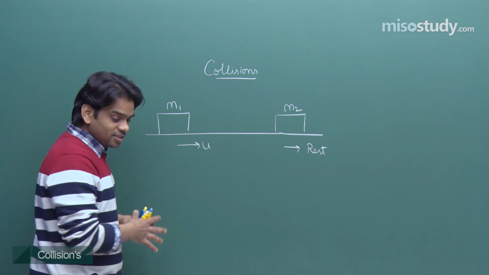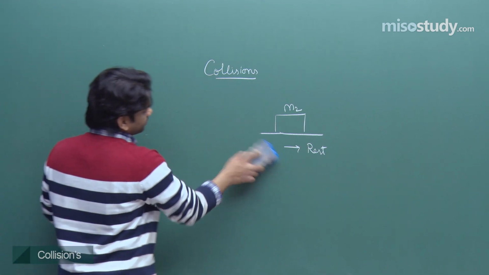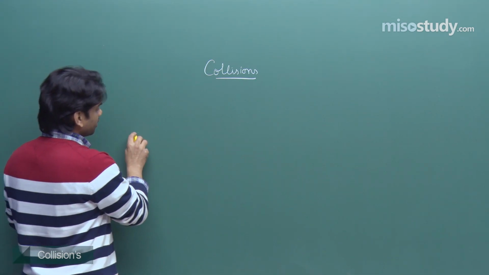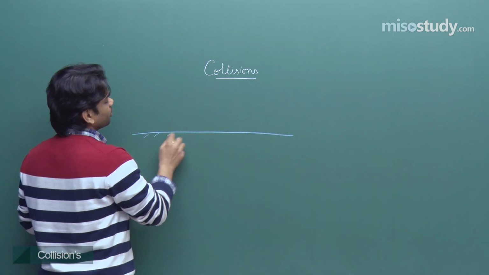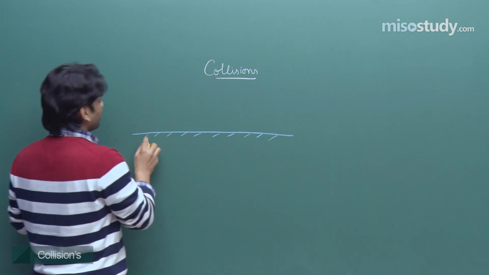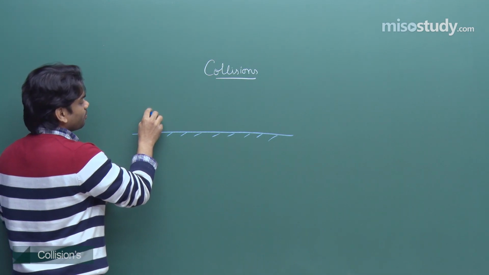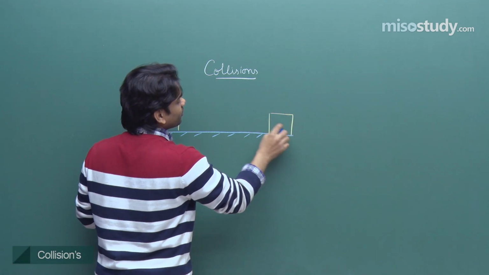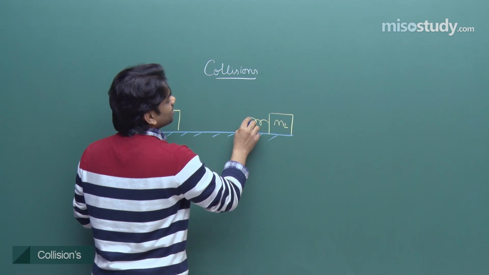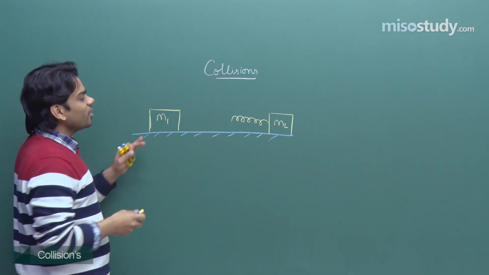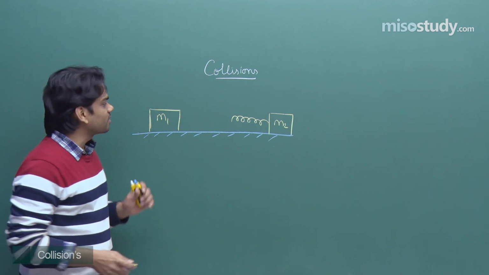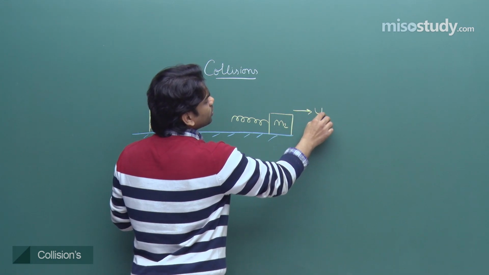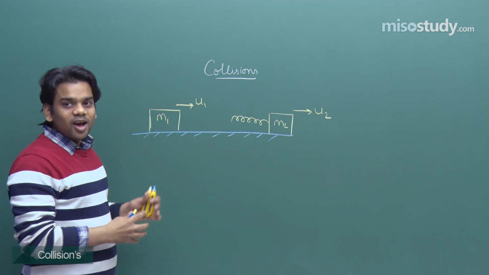Now let me change the scenario and let me make a different picture depicting a kind of collision between two objects. Let us say this time we have got two different objects on the same platform. This time we have an object of mass m1, and a different object of mass m2, and let's say a spring is attached here. Now if I project this object with a speed, let's say u1, and let this object also move with a speed u2, now what will happen?